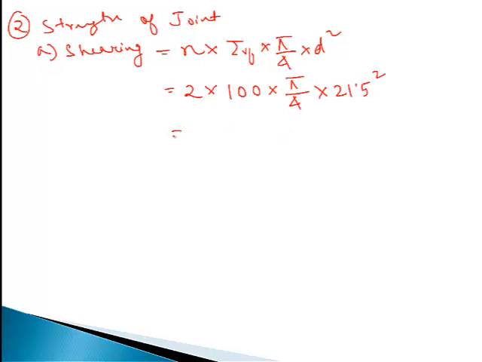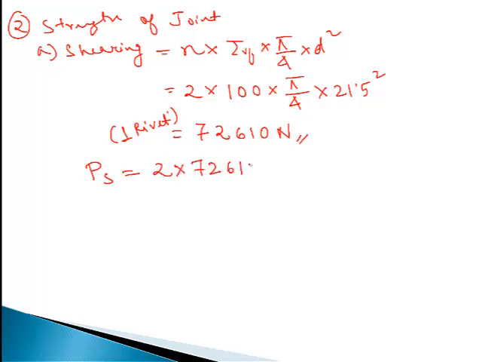This comes out to be around 72610 Newton. But this is for one rivet, and in the question it's given double rivet. So what will be the shearing force? It will be 2 into 72610, which is 145220 Newton. Guys, please check the calculation.